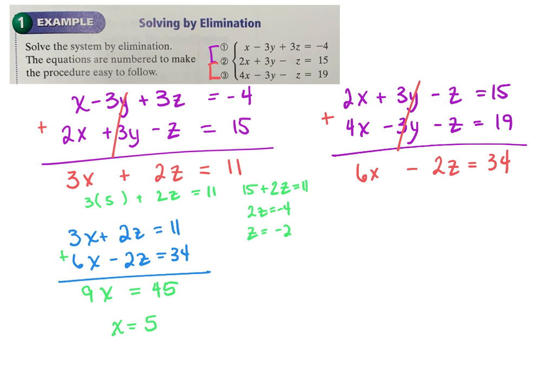I now have X and Z. How do you think I get Y? Yeah, I'm going to plug that in. So I'm going to take both of these and plug it into any one of these equations. So I'm going to say x, well, that's 5, minus 3y, plus 3 times negative 2 equals negative 4.